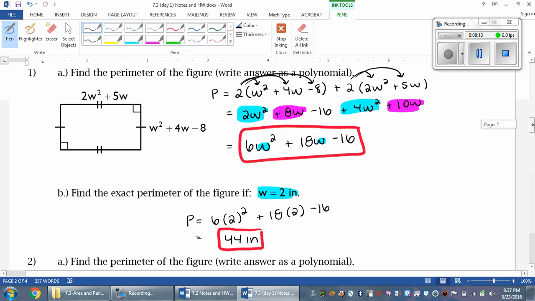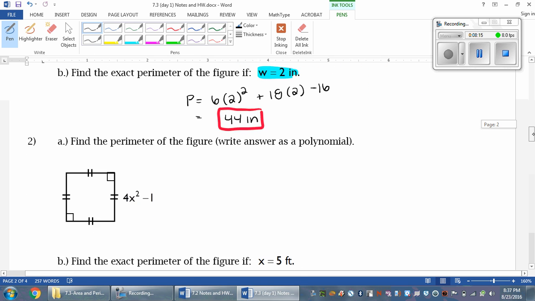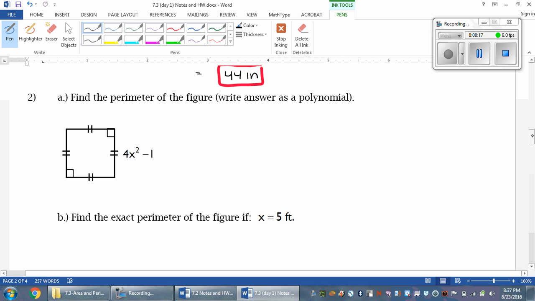All right, let's go on to example number 2. Find the perimeter of the figure. The figure is a square because we recognize all 4 of the markings of the side lengths are the same. Remember, with a square, all 4 side lengths are the same. One side length is 4x squared minus 1. All of them are 4x squared minus 1. So my perimeter is going to equal 4 times the side length, 4x squared minus 1.